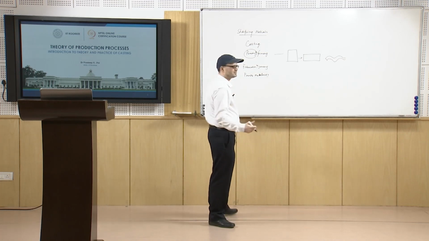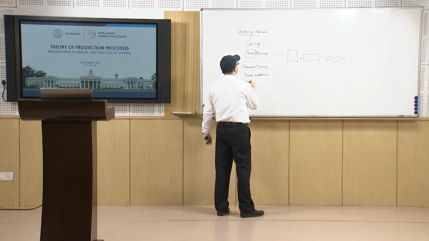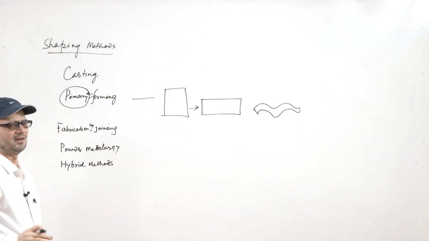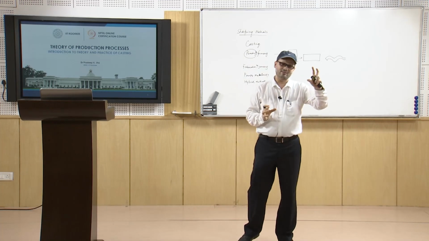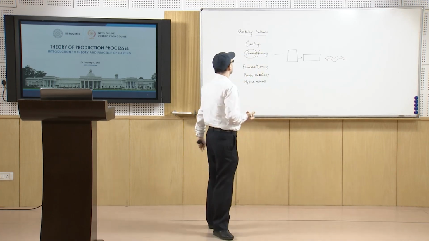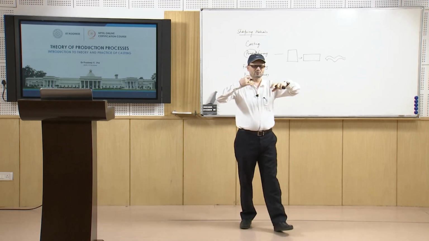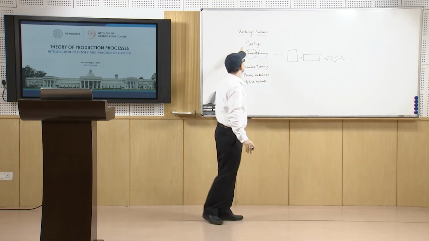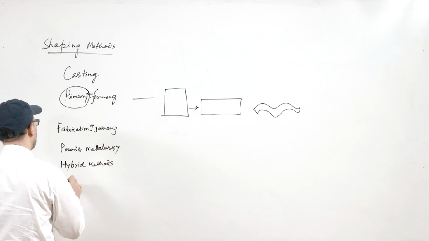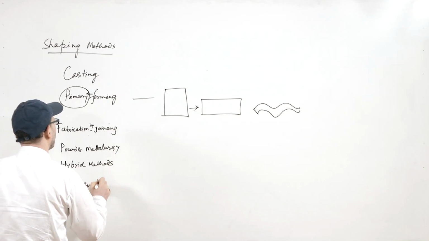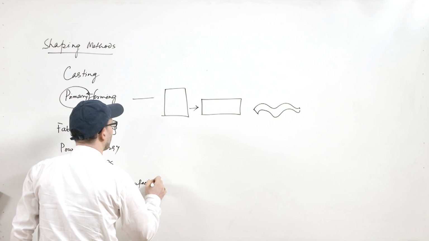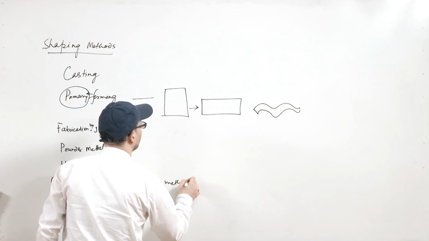Then last, you have the hybrid methods, which are a mixture of these methods. You can have different kinds of non-conventional methods by which you can shape. Apart from that, if you try to classify, you have additive type manufacturing methods. Further, you have subtractive type manufacturing methods, like machining.